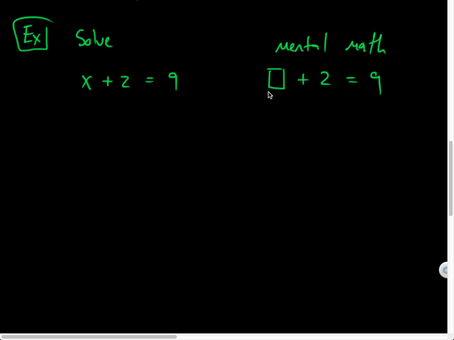But in mental math, I just say, what plus 2 is 9? And then your brain would go through its library of mathematical facts, and you'd be like, 5 plus 2 is 7. 6 plus 2 is 8. 7 plus 2 is 9. And that's what you would do.